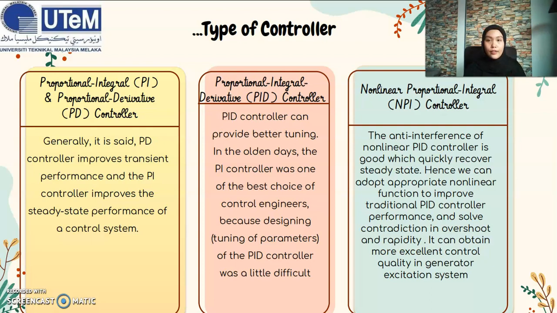Nonlinear proportional integral. The anti-interference of the NPID controller is good, which quickly recovers steady state. Hence, we can adopt an appropriate nonlinear function to improve traditional PID controller performance and solve the contradiction between overshoot and rapidity. It can obtain more excellent control quality in a general excitation system.